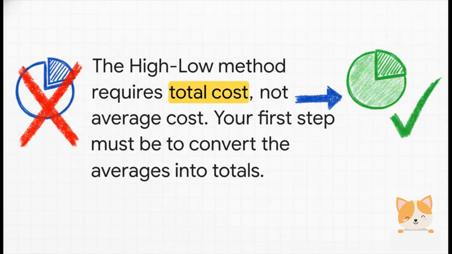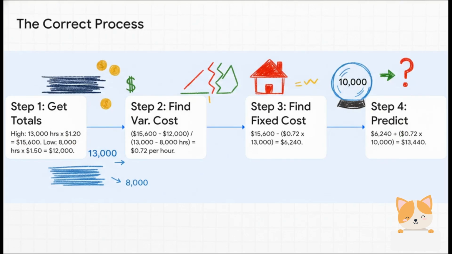So this is the most important thing to remember. The high-low method is all about the change in total cost, not the change in average cost. So your very first step before you even think about the formula has to be converting those averages into totals. It's not optional. Let's walk through this the right way, step by step. First, we calculate our total costs. For our high point, that's 13,000 hours times $1.20, which gives us $15,600. For the low point, it's 8,000 hours times $1.50, which is $12,000. See, now we have the right numbers to actually work with.